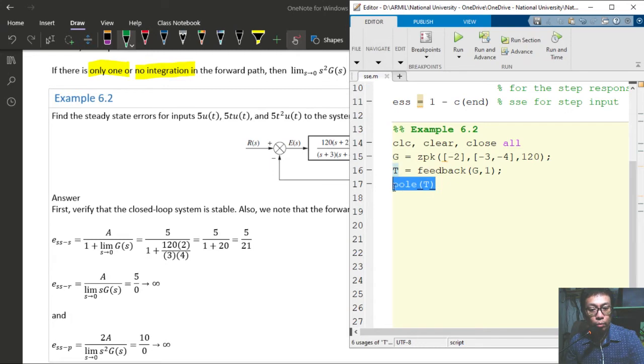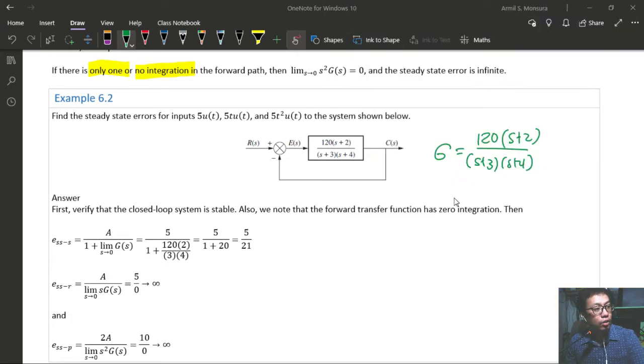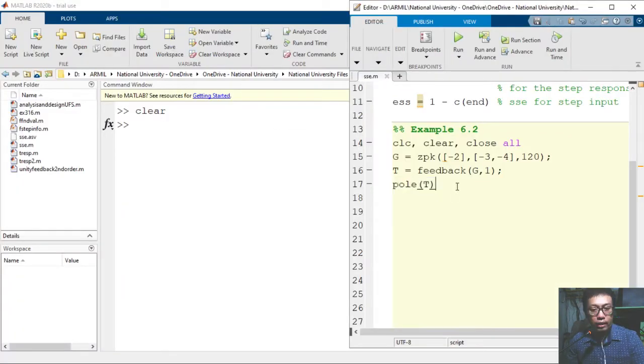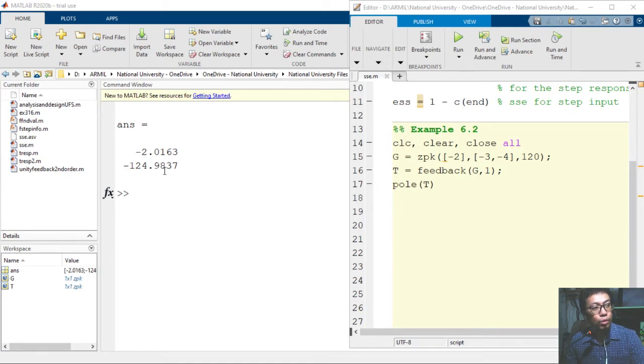Then I will compute its poles. Executing that command, we will have two poles at negative 2.0163 and negative 124.49837. Which means my two poles are two real poles and both are negative. So all of my poles are in the left half plane. So we can deem that this system is stable. So we can proceed.